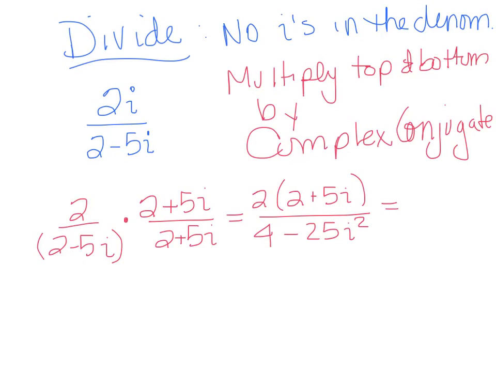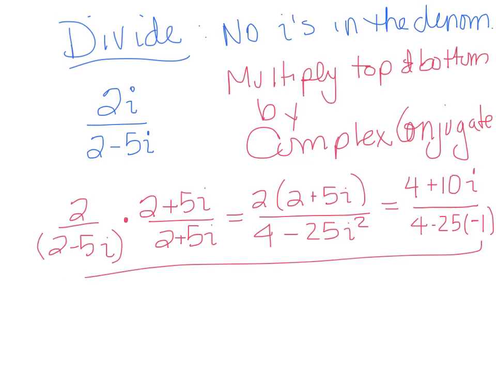So let's try this again. And I can see now the bottom's not going to give me anything nice to cancel. I'm going to go ahead and do the top. 4 plus 10i. And on the bottom, 4 minus 25, I'll go slow, the i squared turns into a minus 1. Remember that? That's the really important thing. So, keep going, bring this on down. I have 4 plus 10i over 4 plus 25, so let me just go ahead and call that 29. Now, you might think we're done. There are no more i's in the denominator.